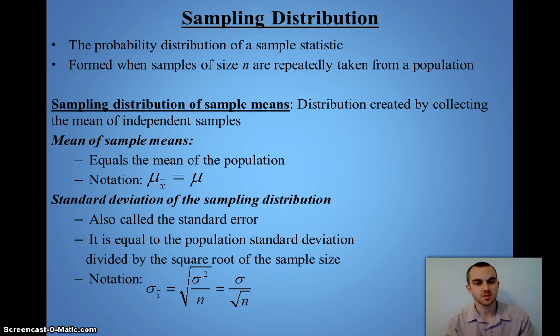And the mean of the sample means is going to be equal to the population mean. So that makes life a little bit easier. But when we talk about the standard deviation of that sampling distribution, it's not the same. We actually have to take the standard deviation of our population and divide it by the square root of the sample size. So that's a very important piece to pay attention to.